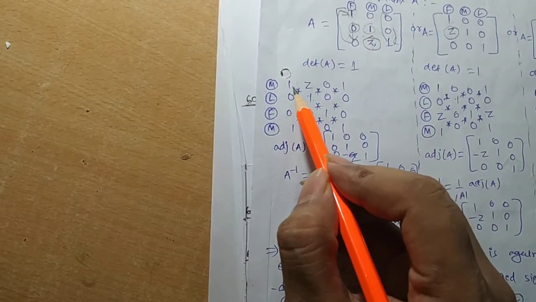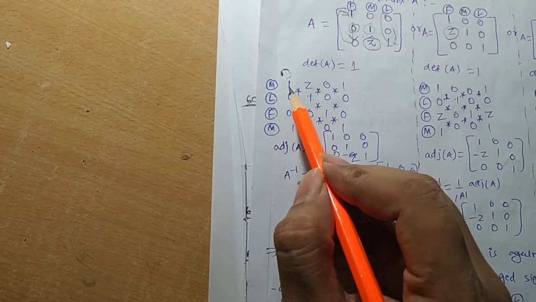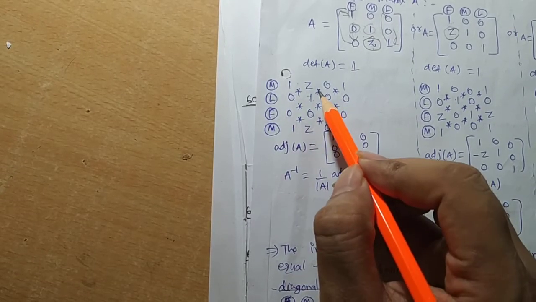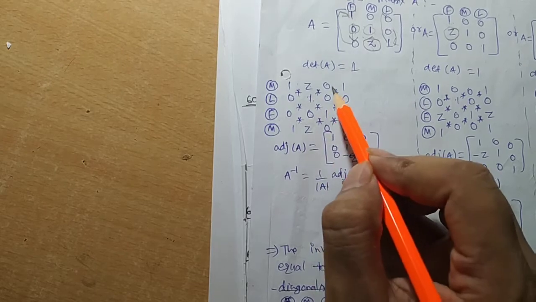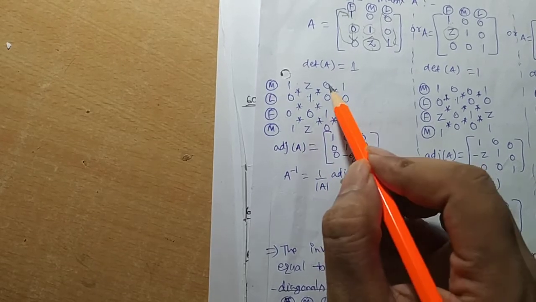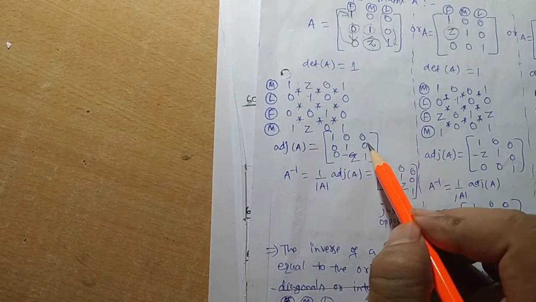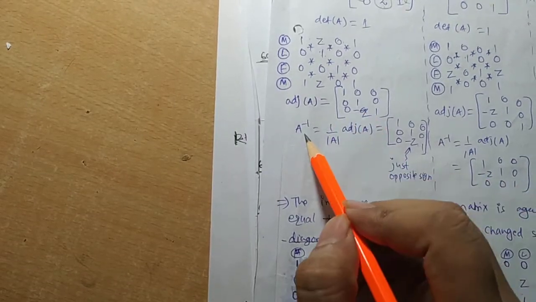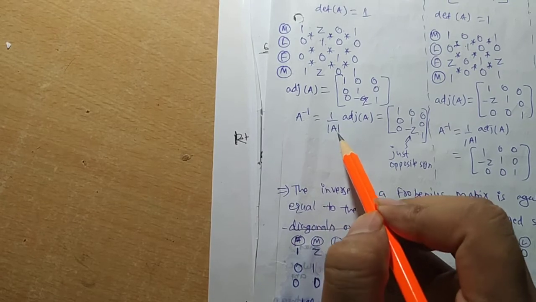So simply you have to multiply this, just like a determinant: 1 multiplied by 1 minus z multiplied by 0 will become 1. Similarly, z multiplied by 0 minus 1 multiplied by 0 will become 0, and 0 multiplied by 0 minus 0 multiplied by 0. If you find it this way, it will give you the adjoint of A, and the inverse of A is equal to 1 over the determinant times the adjoint of A.